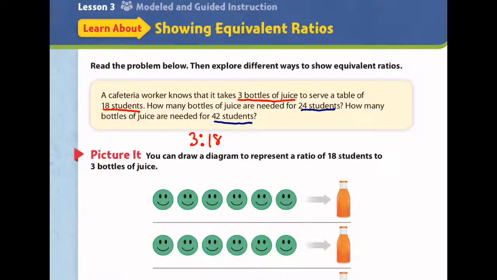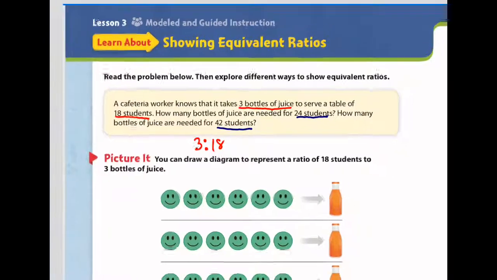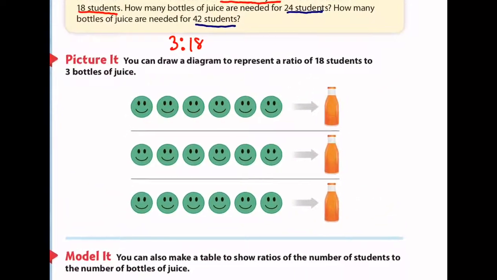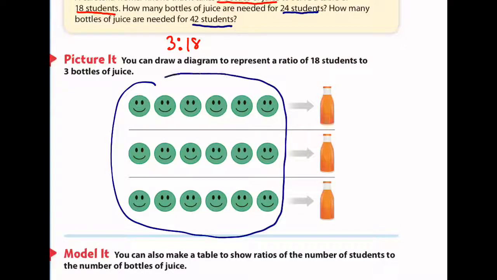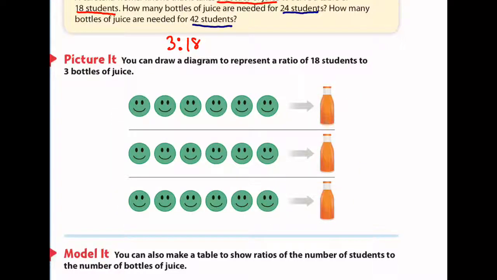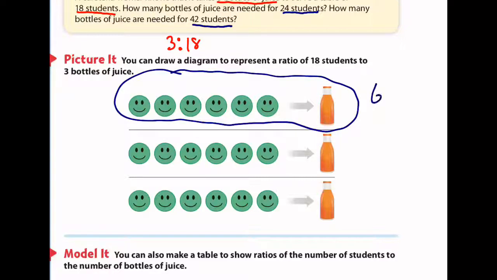All right, so first, let's take a look at the different ways to show equivalent ratios. First, the picture it method. It says you can draw a diagram to represent a ratio of 18 students to 3 bottles of juice. So here are your 18 students. Here are your 3 bottles of juice. Now, the cool thing about this, let me erase those circles, is it also splits it into an equivalent rate of 6 students to 1 bottle. So you see how that can help you out in a little bit.